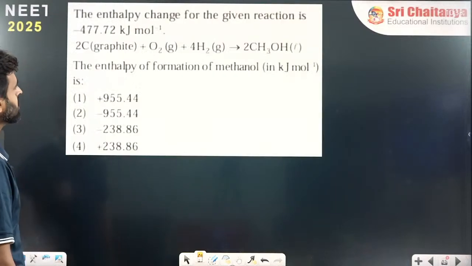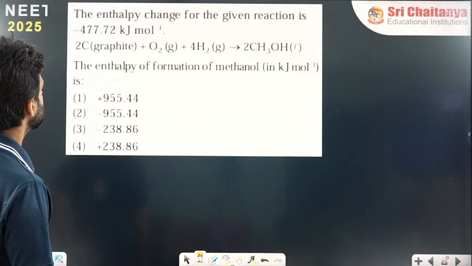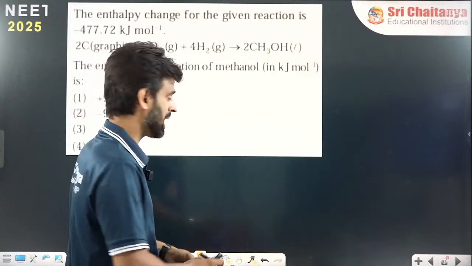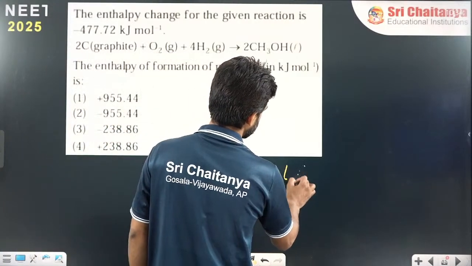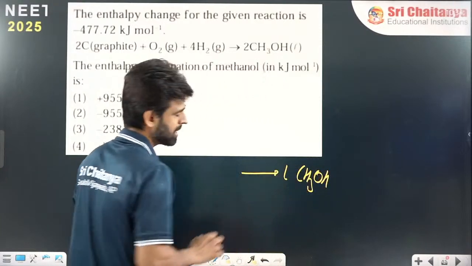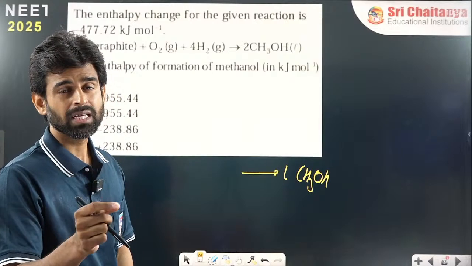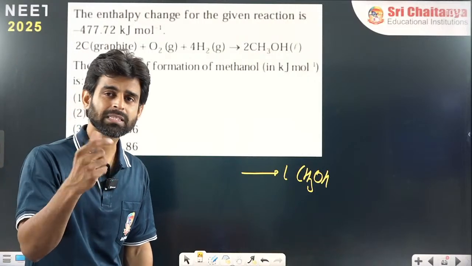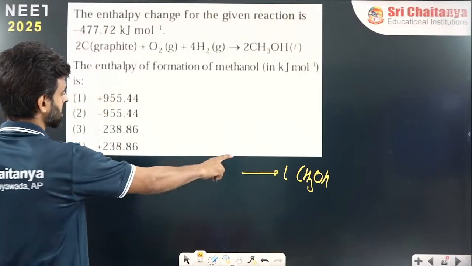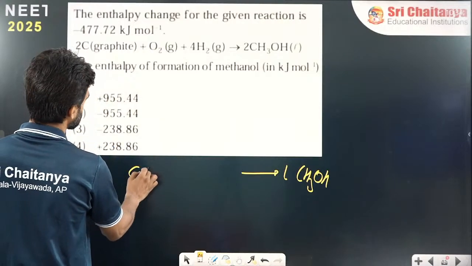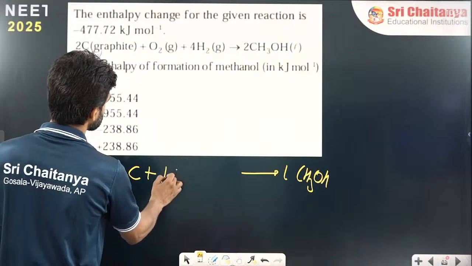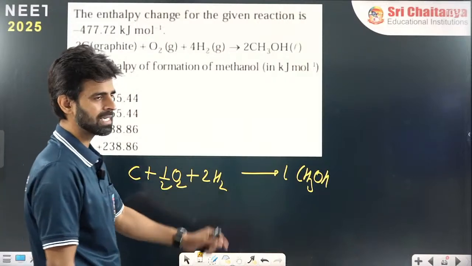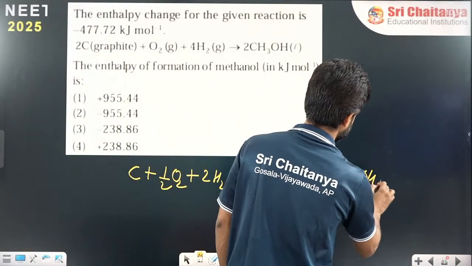The enthalpy change for the given reaction is given to us. The enthalpy of formation they are asking. If you see carefully, for enthalpy of formation I will make only 1 mole. Enthalpy of formation is the energy released or absorbed when you make 1 mole of compound from its simplest constituents in the standard state. I will make 1 mole of methanol. Definitely I need 1 carbon here, half of O2, and 2 of H2. This reaction's delta H I want to find.